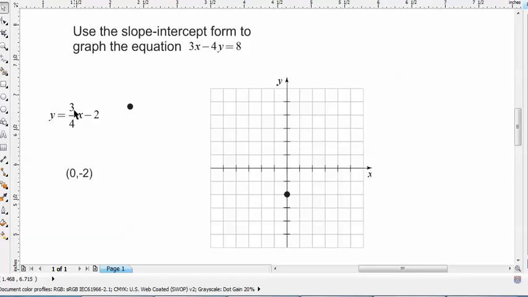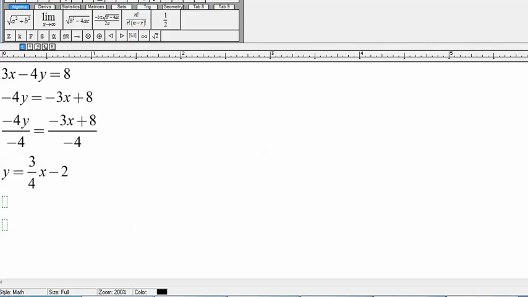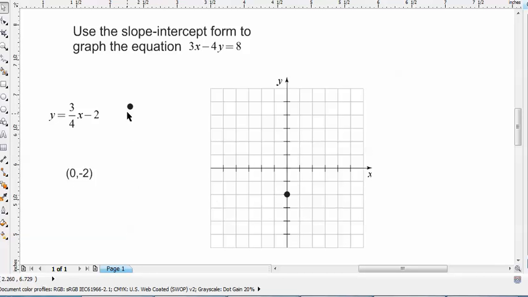So notice we have a slope of 3/4. If we think of the slope as rise over run, the numerator 3 tells us to go up positive 3 units, and then the denominator 4 tells us to go 4 units horizontally in the positive direction. So we want to go up 3 and to the right 4. So in our graph, we'll start at the y-intercept, (0, negative 2). And we're going to go up 3 units and to the right 4 units to get another point.